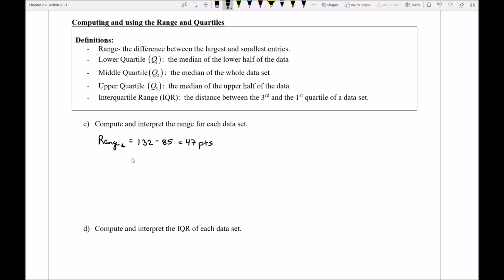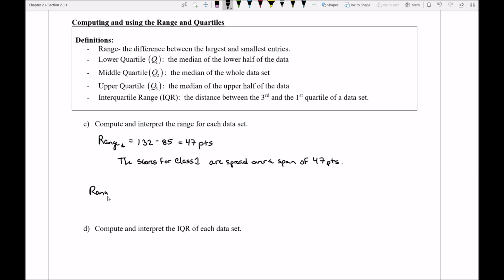Now, to interpret this is pretty easy. I would just say something like, the scores for class number 1 are spread over a span of 47 points, right? That is, from lowest to highest, there's a 47-point gap. All the other scores are kind of spread out over that span of points. Okay, so the range here is actually super simple.